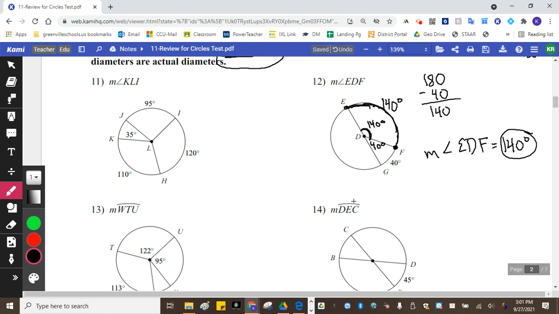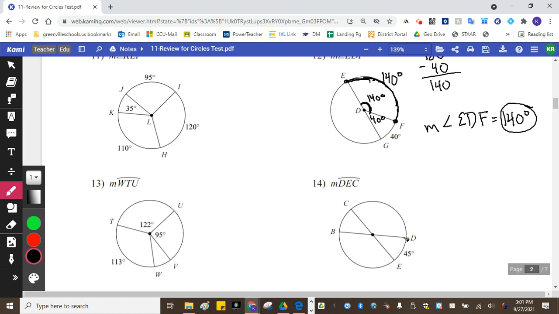Find the measure of arc DEC. DEC is a major arc, major arc because it's over 180. We know this is 45. Can I figure out what BE is? Subtract it from 180.